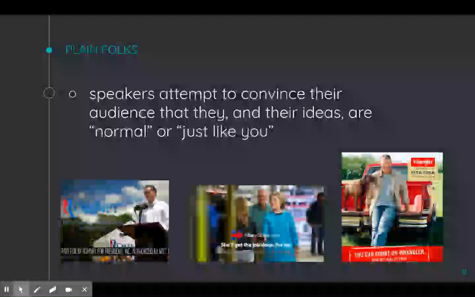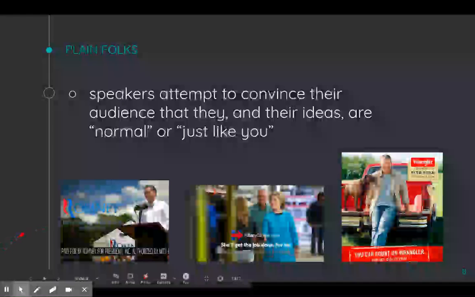Next, we have plain folks. This is where the speaker attempts to convince their audience that they and their ideas are normal, or are just like you, even if they might not be. So again, you see this, like I said many times, in advertising and in politics. Both sides of the spectrum do this. So I'm not saying that one side is good for doing it or one side is bad for doing it. They do it across the board.